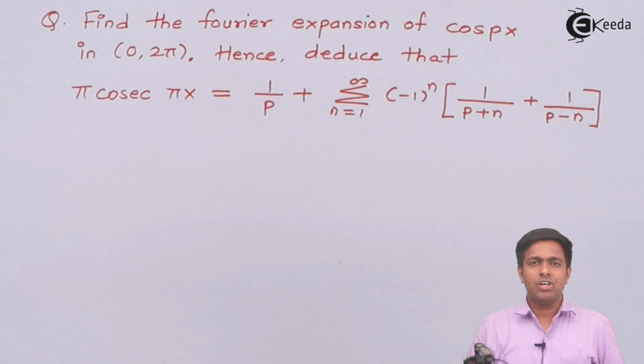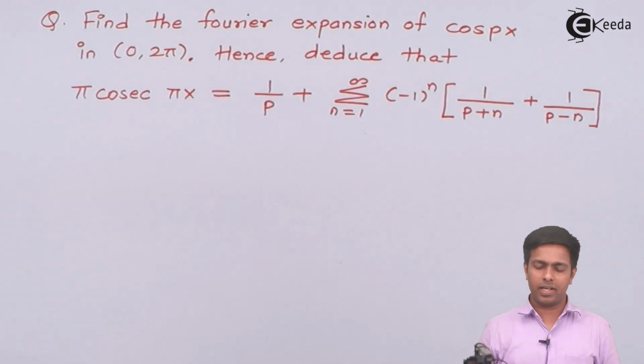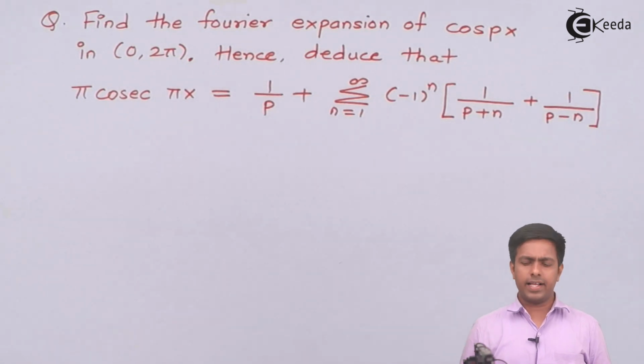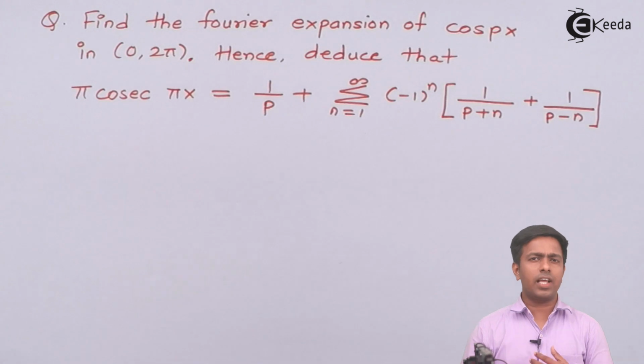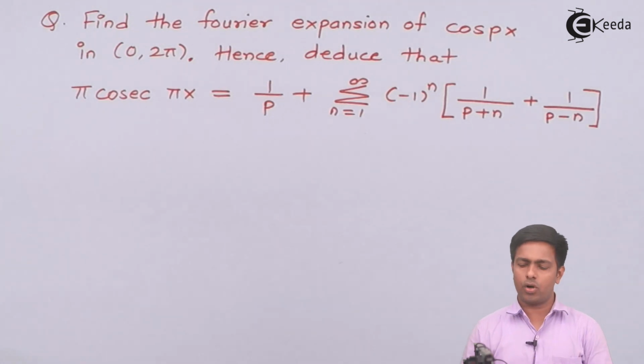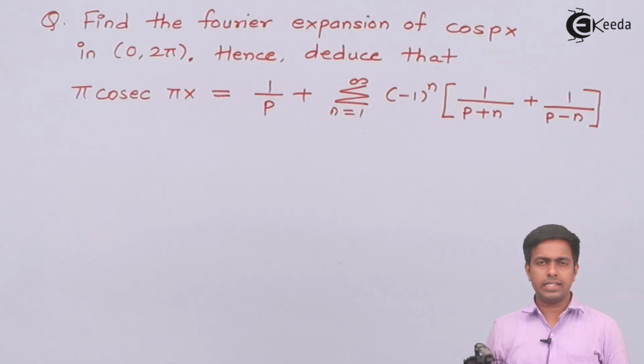Hey friends, so now we are going to solve one more numerical on Fourier expansion, and we have to find out the Fourier expansion of cos of px in 0 to 2 pi, and after that we have to deduce the given result. So guys, the deduction we'll see afterwards. First, let's find out the Fourier series for cos of px. So how to get this?